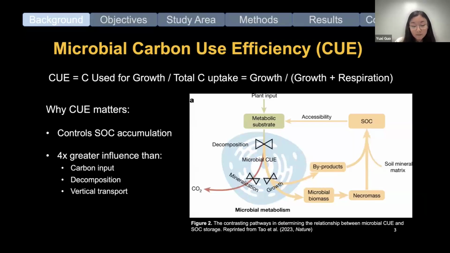Many potential mechanisms have been discussed. So for example, the compounds that microbes produce, such as their biomass and metabolic products, are very good at forming stable bonds with soil minerals. They create these strong organic mineral associations that help protect and preserve soil carbon for the long term. And that's why in our study, we would like to particularly focus on understanding the factors altering soil microbial carbon use efficiency.